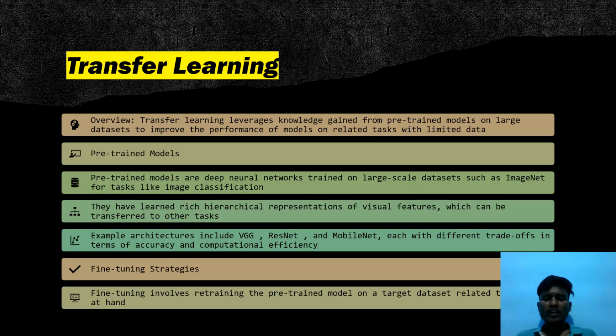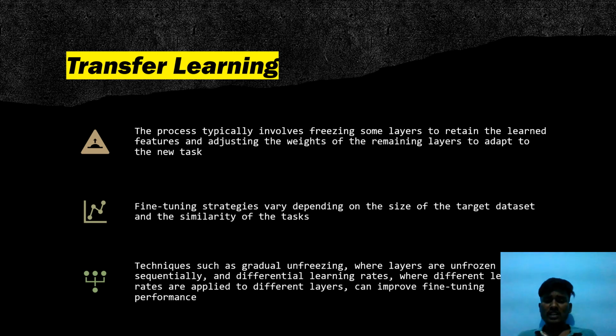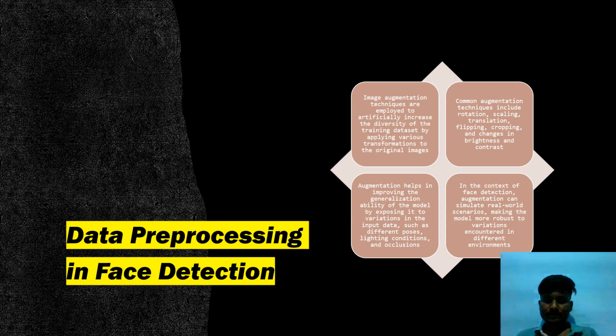Transfer learning overview. Transfer learning leverages knowledge gained from pre-trained models on large datasets to improve the performance of models on related tasks with limited data. Transfer learning. Fine-tuning strategies vary depending on the size of the target data set and the similarity of the tasks.